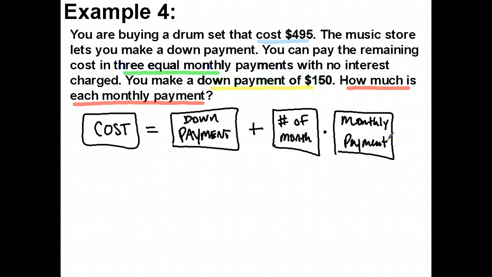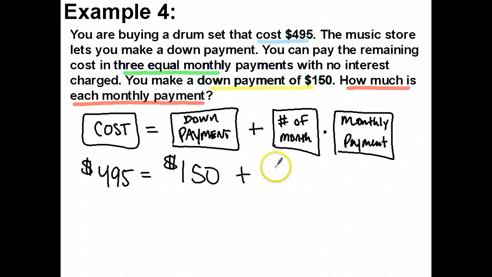Okay, so let's put in the information we know. We know that the drum set costs $495. We know that our down payment was $150. Plus, we know that we are going to pay 3 equal payments. And the big question is, how much is each payment? So we're going to go ahead and put P for payment, because we don't really know that. That's what we're trying to identify. How much do I need to pay each month?